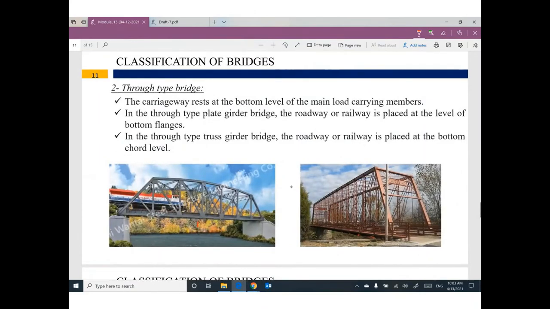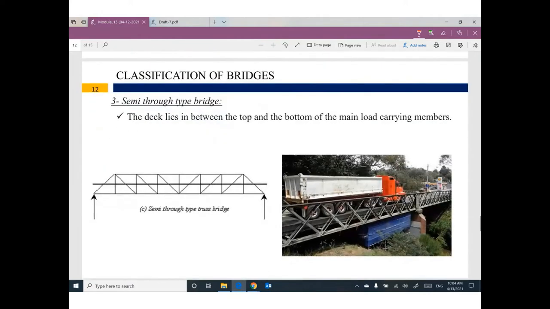Because we don't have enough clearance between the water level and the bridge deck, everything is constructed above the bridge deck. Like this one or like this one. Here is the level of the bridge deck and everything is above. This one called through type bridge. The third one in between, here is the bridge deck and we have part underneath and another part above. So the bridge deck in between, like this one.